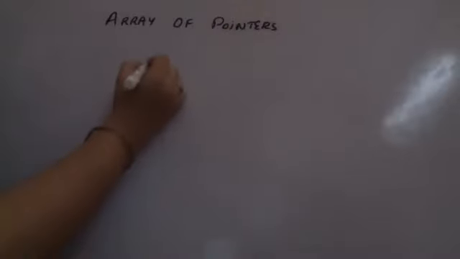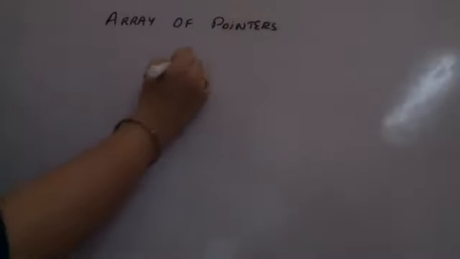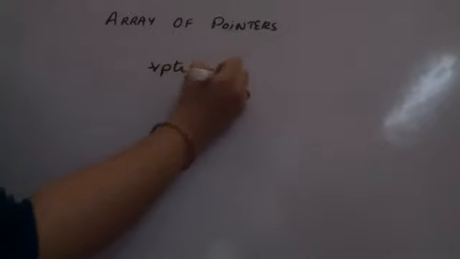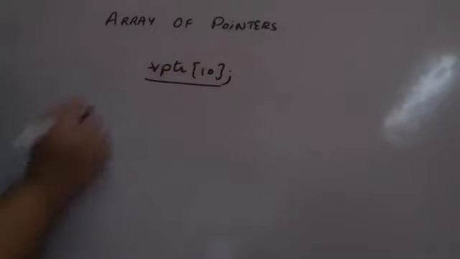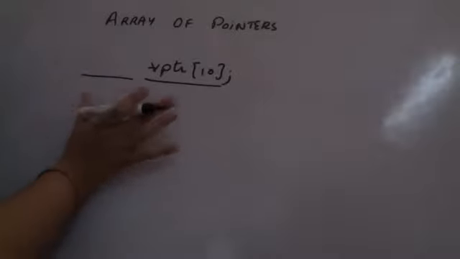So we are talking about array of pointers. Now array of pointers is something which is represented, say, as pointer PTR of size 10. This is an array of pointers. Only the data type here is missing. This is a normal array of pointers.